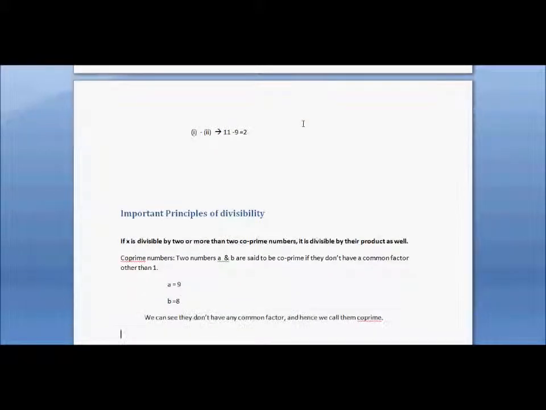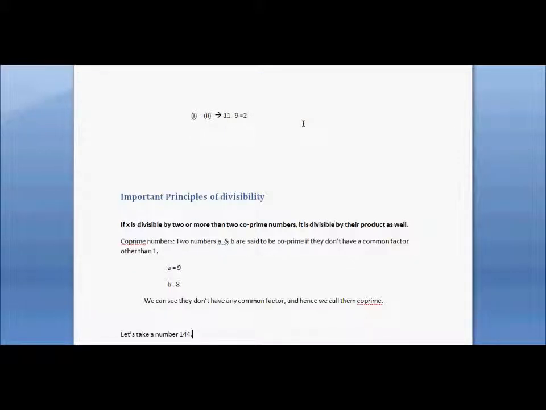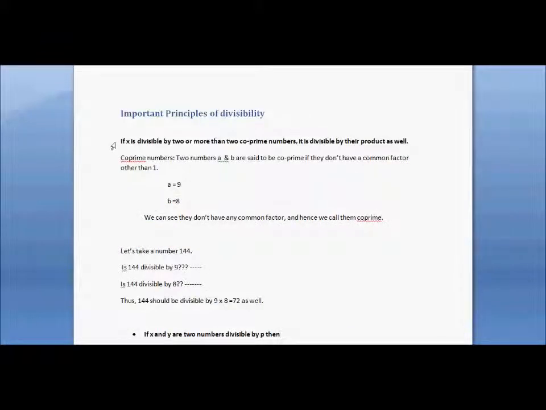Now let's go to some important rules for divisibility. The first rule says if x is divisible by 2 or more co-prime numbers, it is divisible by their product as well. So what are co-prime numbers? Two numbers are said to be co-prime if they do not have any common factor other than 1. So let's say one number is 9, the other number is 8. There is no common factor. The only common factor between these two is 1. So we say 8 and 9 are co-prime.